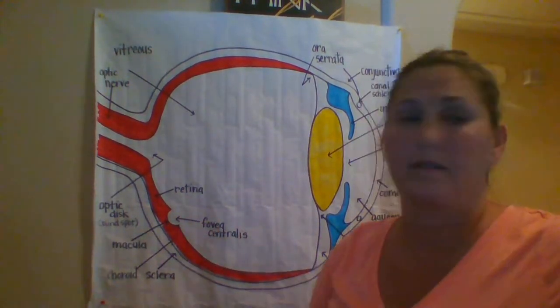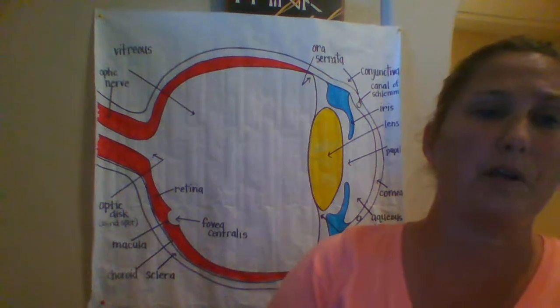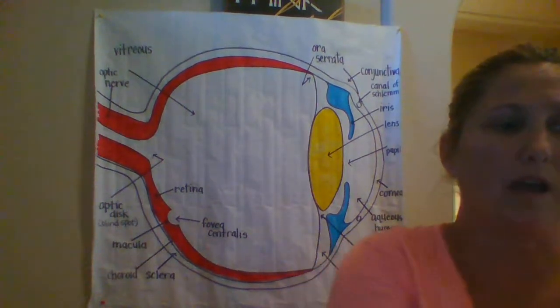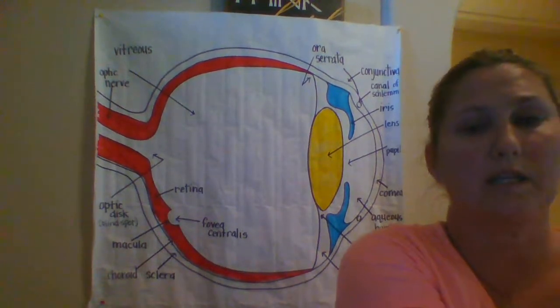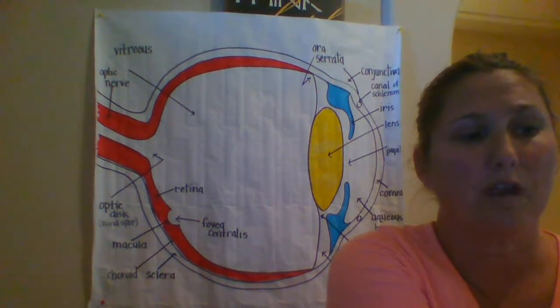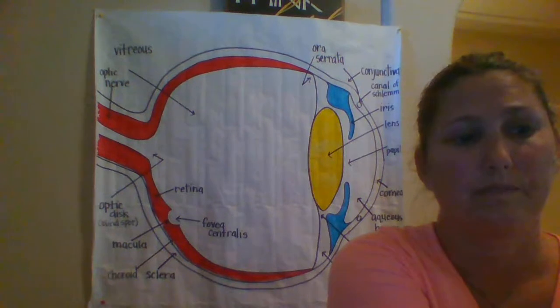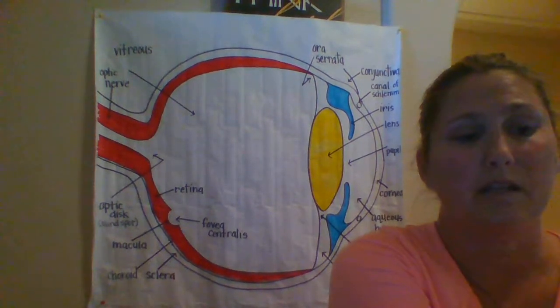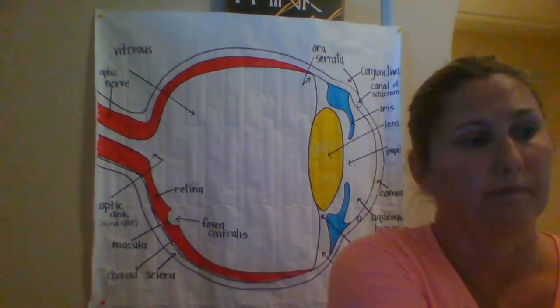Fovea centralis is a small depression in the retina of the eye where the visual acuity is highest. It contains the highest concentration of cones which sense color. It is located in the center of the macula.